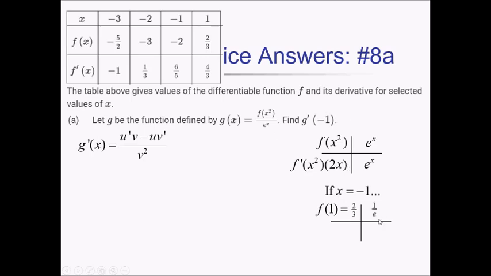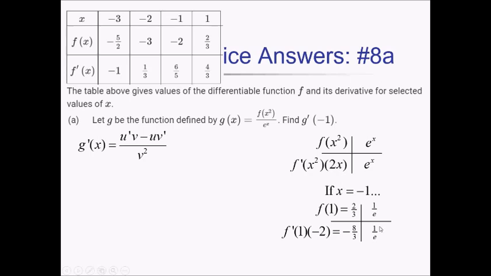Next, I've got e to the negative 1. That's really 1 over e. Down here, this is going to be f prime of positive 1 times 2 times negative 1, so negative 2. F prime of positive 1, that's 4/3, multiplied by negative 2 is negative 8/3. And then here, this is the same as the upper right. We still have 1 over e because we have e to the negative 1.